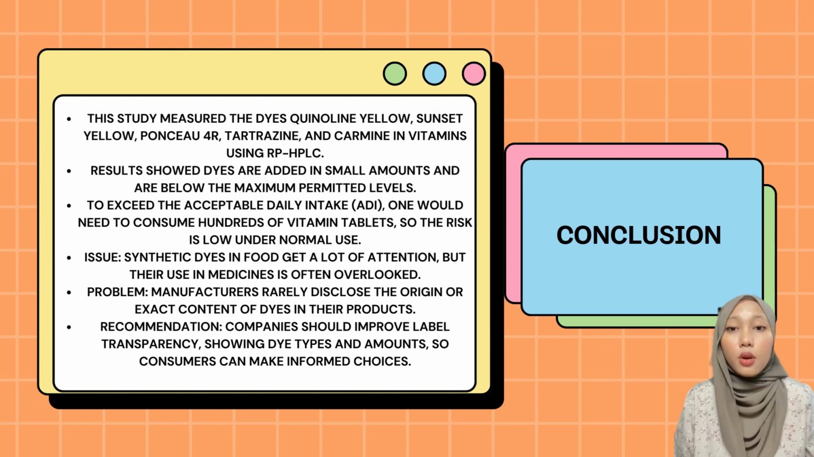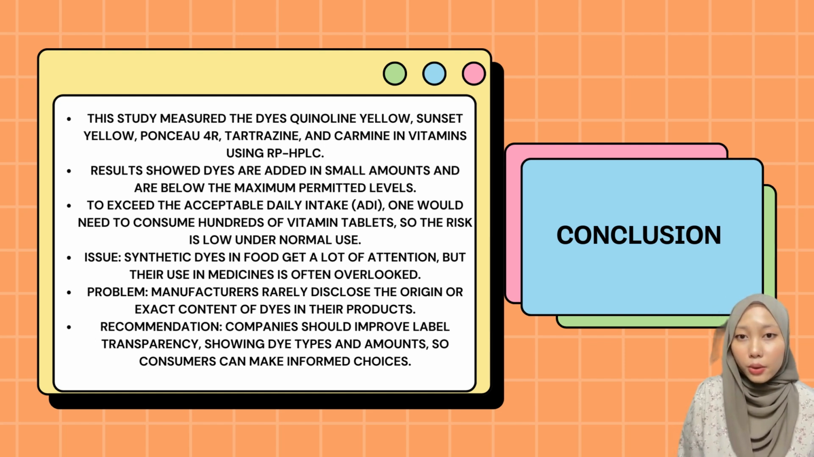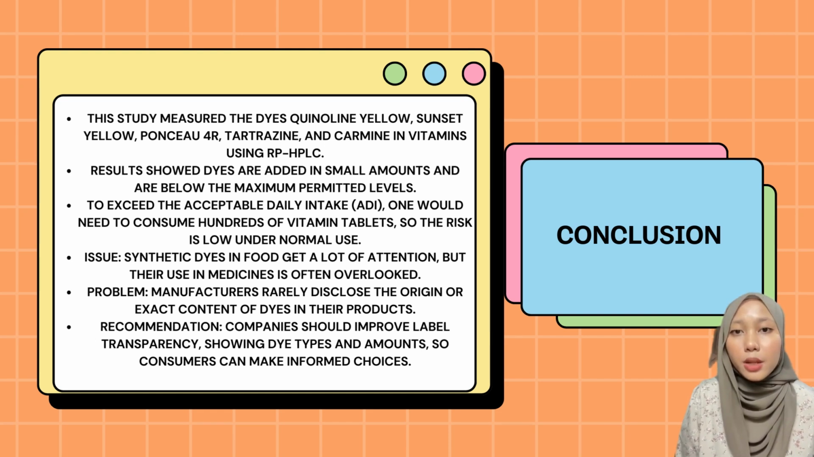So hi, I'm Nusrat Atira Izam binti Muhammad Izani. Let's jump to the conclusion. This study analyzed the presence of quinoline yellow, sunset yellow, ponceau 4R, tartrazine, and carmine in vitamin preparations using HPLC.